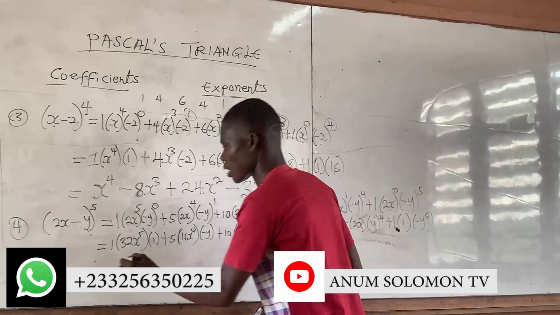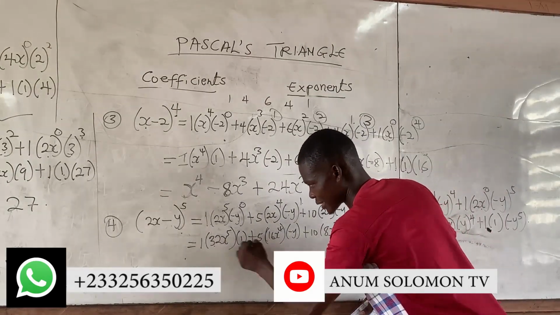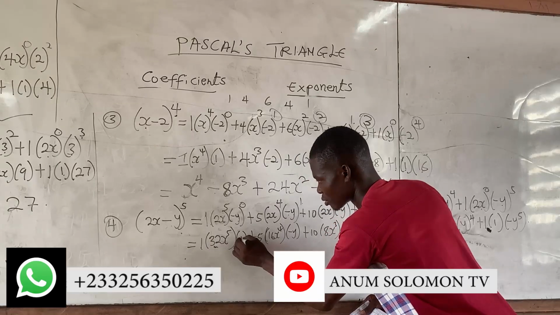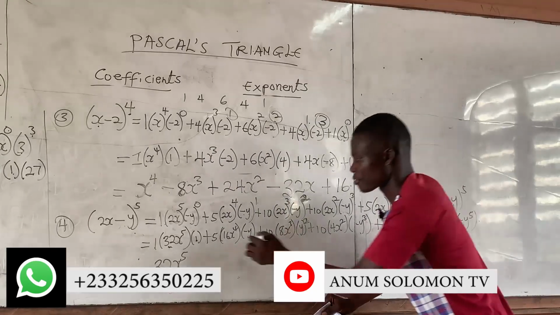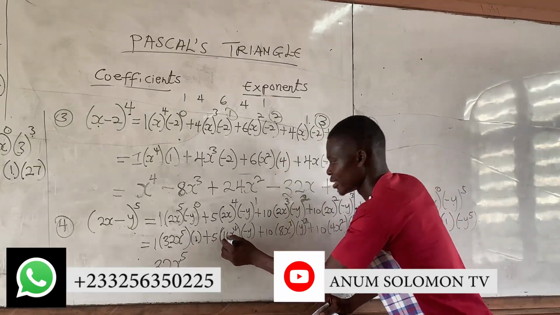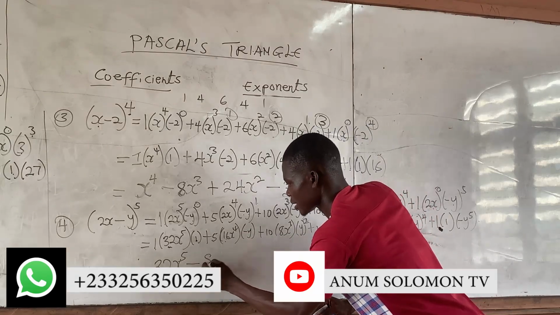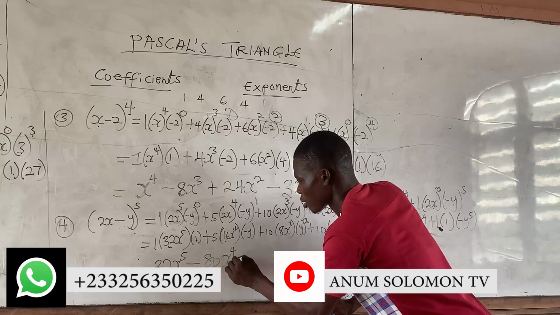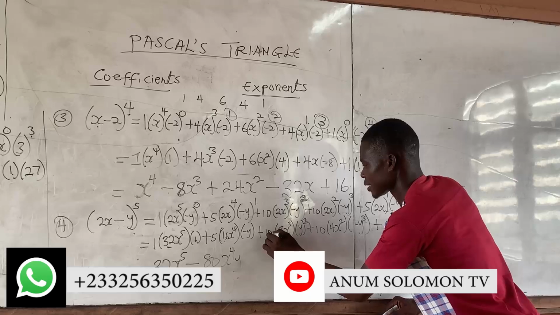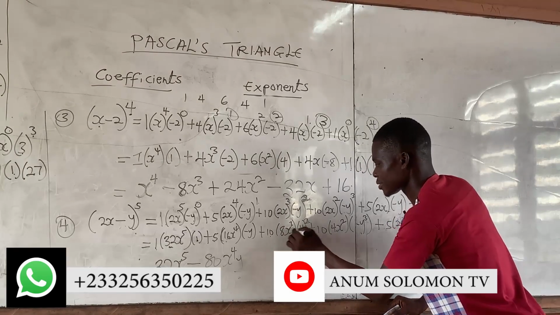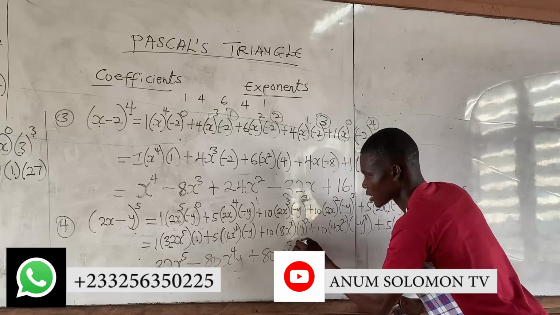Now let's simplify to get our final answer. I'm multiplying with the constants. 1 times 32 is 32, times 1, 32. So we have 32x to the power 5. We have 5 times 16 is 80. 80 times negative 1 as coefficient here, we have minus 80x to the power 4 y. So now we have 10 times 8 is 80. 80 times coefficient 1 here is 80. We have 80x cubed y squared.